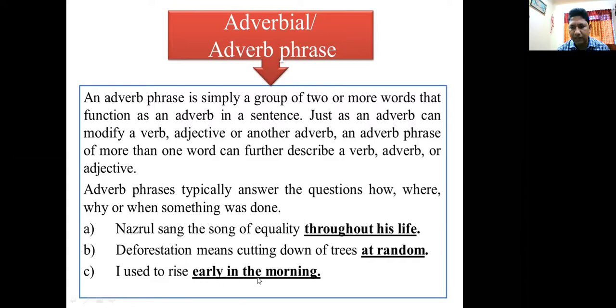So you see there are three examples. Nazrul sang the song of equality throughout his life. If you ask the question when, you will get the answer throughout his life. Deforestation means cutting down of trees at random. How? If you ask the question using WS word how, you'll get the answer that is at random. I used to rise early in the morning. If you ask question by using when, you'll get the answer early in the morning. So throughout his life, at random, early in the morning, these are the examples of adverbial or adverb phrase. Okay. So you see, there are a number of grammatical items that we can use as post modifier.